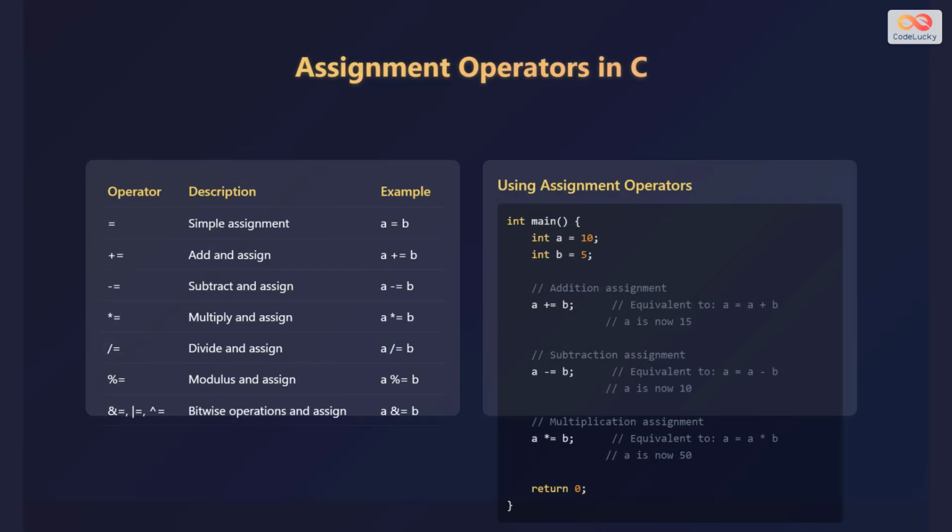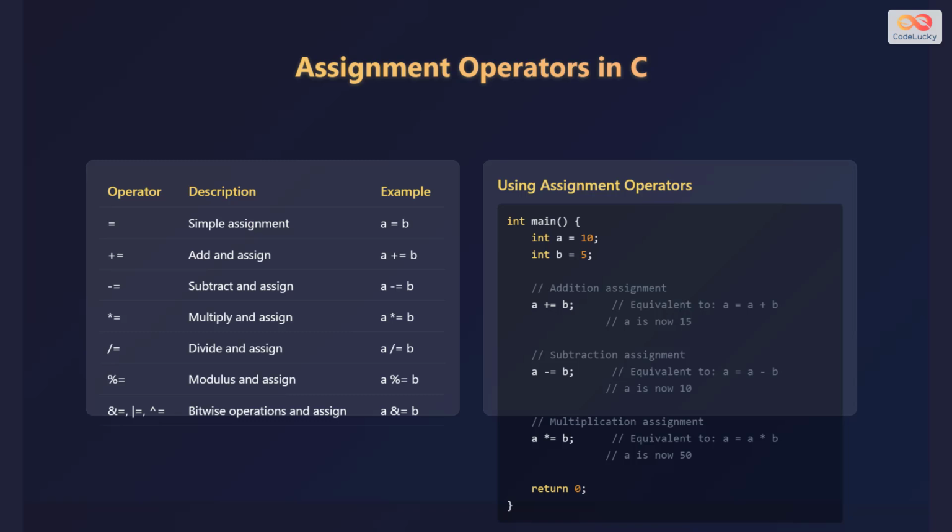Assignment operators in C are used to assign values to variables. The simple assignment operator, denoted by an equals sign, assigns the value on the right to the variable on the left. For example, A = B. The add and assign operator, denoted by a plus sign followed by an equals sign, adds the right operand to the left operand and assigns the result to the left operand. For example, A += B.